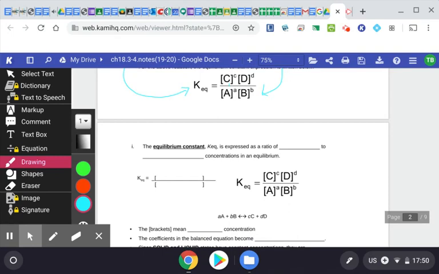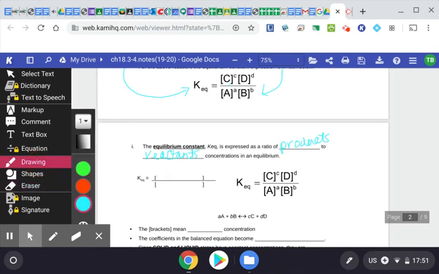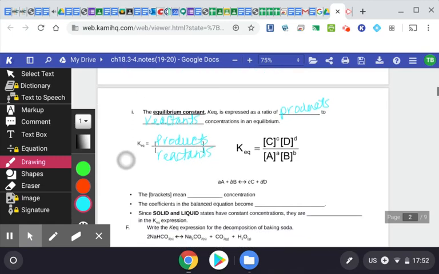So our equilibrium constant, or KEQ, is expressed as a ratio of products to reactants concentration in an equilibrium. So KEQ is equal to the concentration of products over the concentration of reactants. The brackets stand for molar concentration. The coefficients in the balanced equation become exponents.